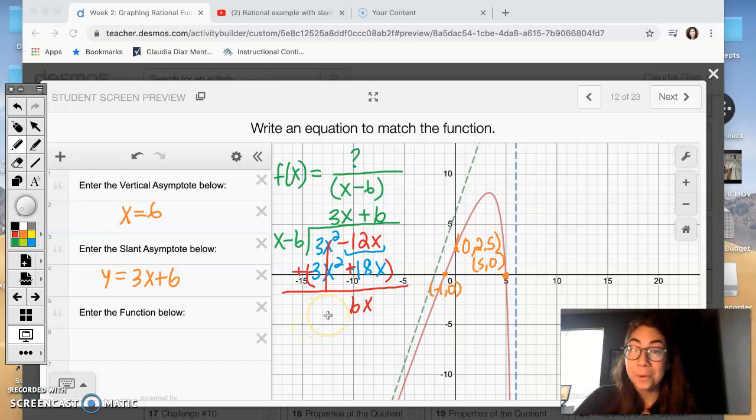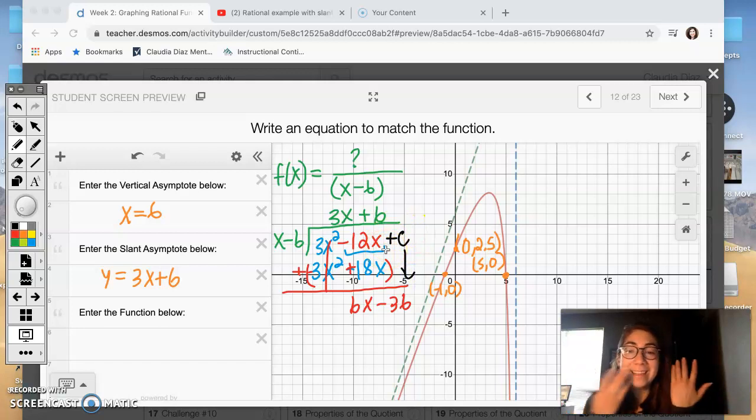And then it's like you do the process all over again. How many times does x go into 6x? It goes in there 6 times. That's where that 6 comes from. And then essentially, we don't care. Okay, 6 times negative 6 is negative 36. We don't care about that part because this is going to be our remainder. So I'm going to put a plus c, the constant, because we don't know what that constant is. That's part of the remainder that we don't care about.